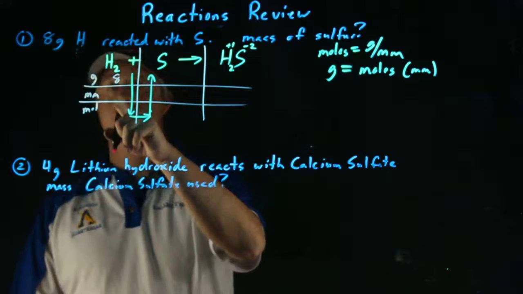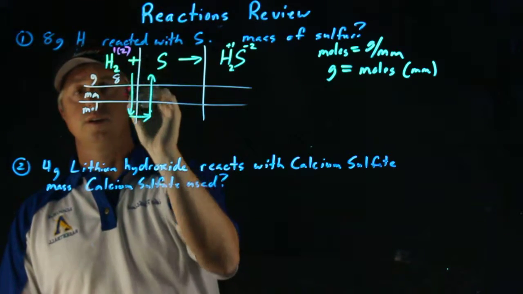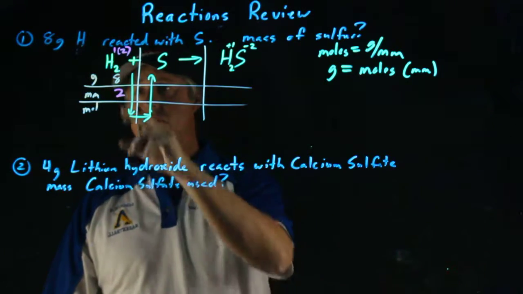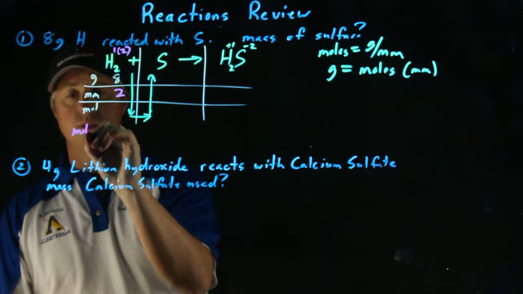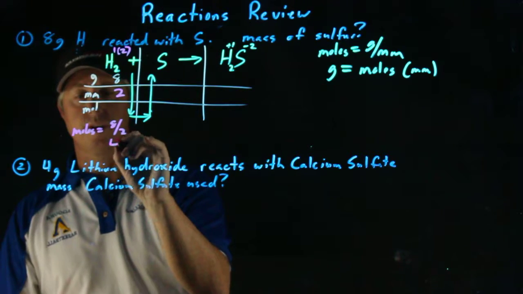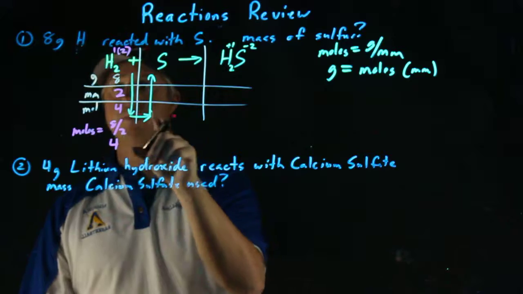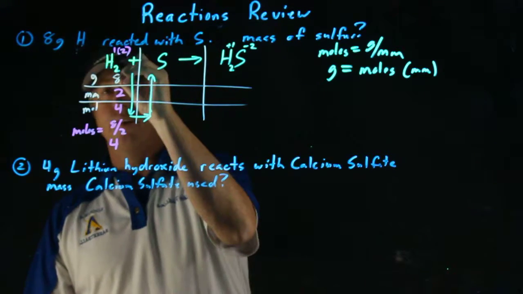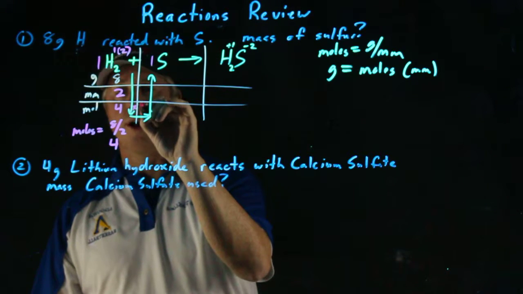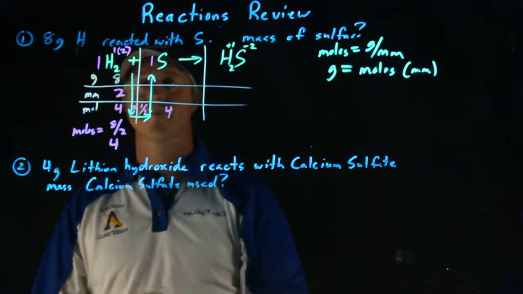So, I need the molecular mass of hydrogen. Well, hydrogen's 1, and there's 2 of them. So, hydrogen's 2. We need to do the math here. So, for the moles of hydrogen, we have 8 grams. There's 2 in this, so we'll get 4 moles. Okay, now I want to do my mole ratio. The rule is divide by the column you're in, multiply by the column you're going to. So this would be multiplied by 1 over 1. So it's going to be the same.